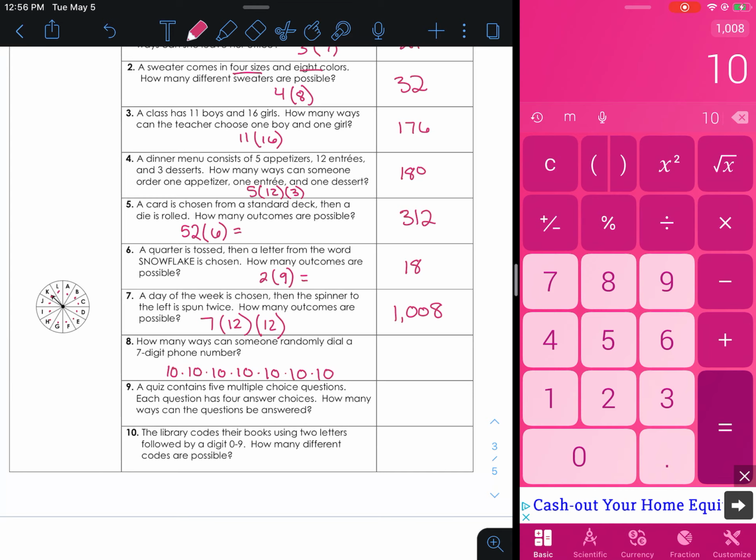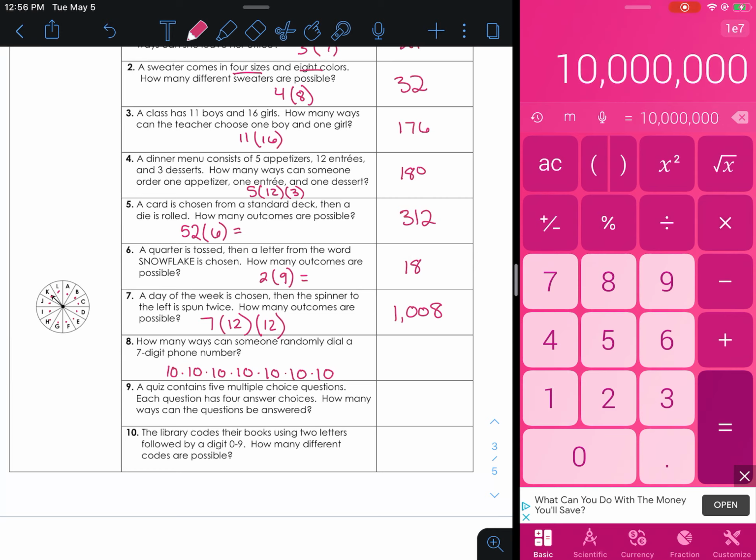So 10 times 10 times 10 times 10 times 10. That's 5 times. 6, 7. So we have 10 million possibilities. And really, a phone number actually has 10 digits because there is the area code as well that we have to account for. And we could have also known that when you multiply by 10, it's just 1 with that many zeros after it. So in this case, 7.